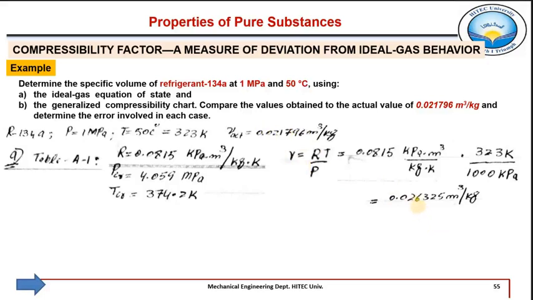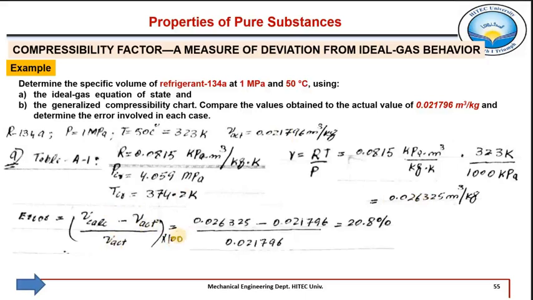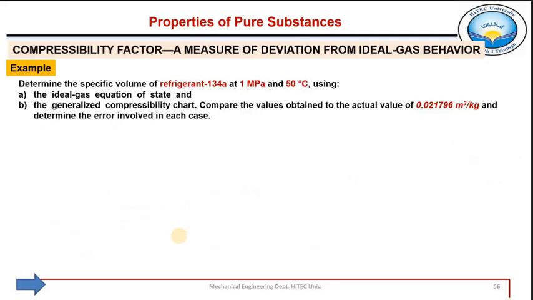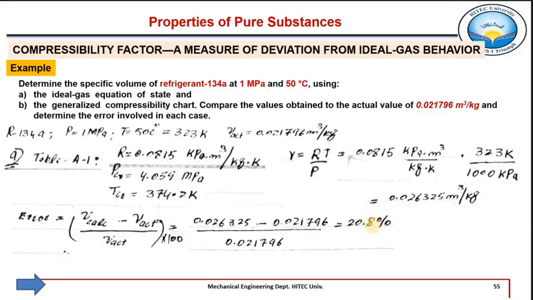Both are not the same. In the third decimal there is a big difference: this is 0.021 and this is 0.026 meter cubed per kilogram. So let's calculate the percentage error between these two values. How to calculate the error? V calculated, this one, minus V actual, this one, divided by V actual, multiplied by 100. By putting the values, the error comes out to be 20.8%.